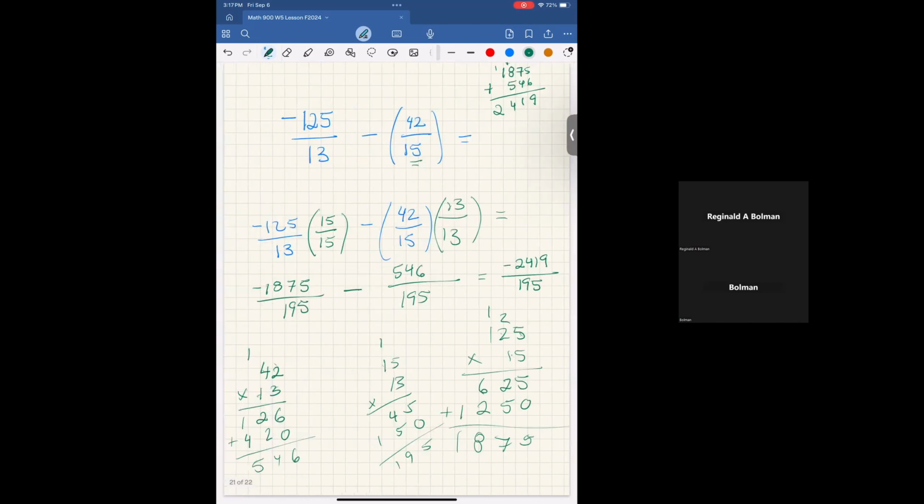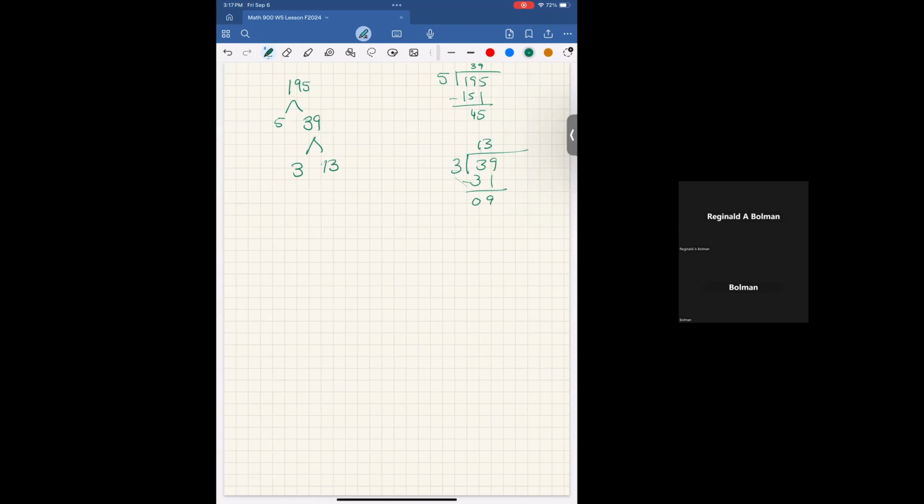So let's go ahead. We're going to go to the side of our page. We've got 2419. We're going to check to see if it divides by 3, because 3 would be the smallest number in this instance, but also because the number ends in a 9, so that might be an indication that 2419 would be a multiple of 3. So 3 goes into 24, let's say 8 times. 8 times 3 gives you 24.